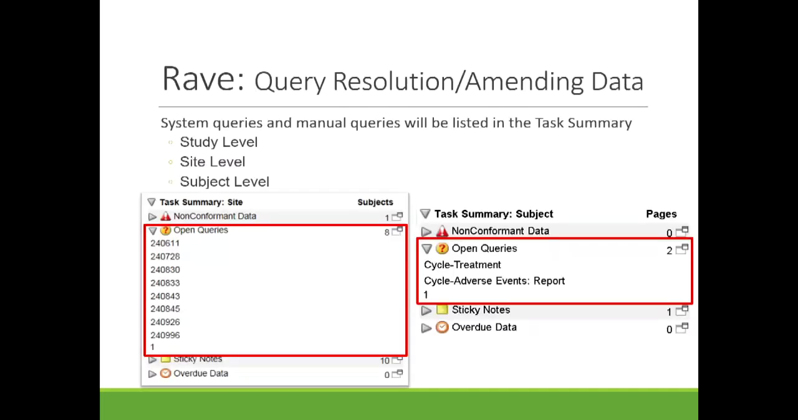And you can find open queries under the task summary. At the site level, to the left of this screen, the task summary displays all patients with open queries. And on the right side of the screen, the task summary at the subject level displays forms that have open queries for that specific subject.